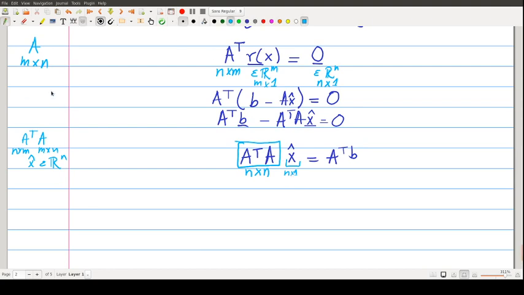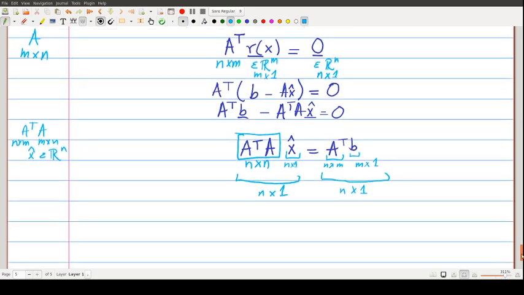So the left hand side gives me an n by 1 vector, and think about this. B was in the m dimensional real space, so this is an m by 1 vector, and A transpose is n by m, so the right hand side is also n by 1. So the equation makes sense. So far I've just verified that the equation makes sense.